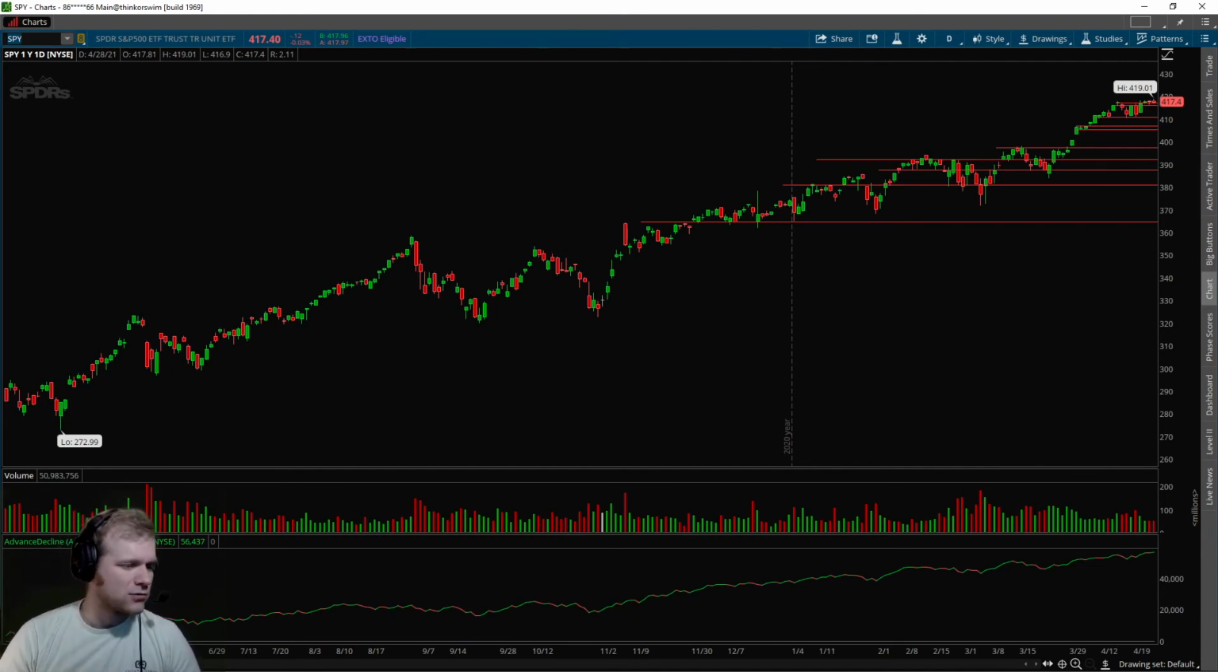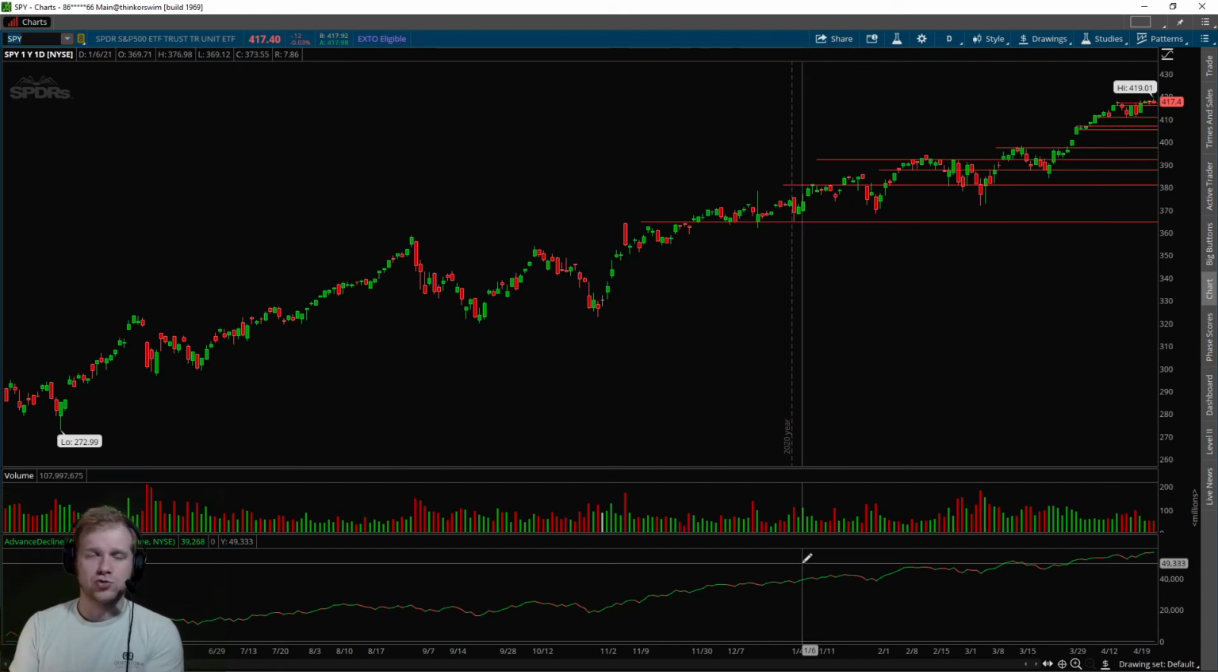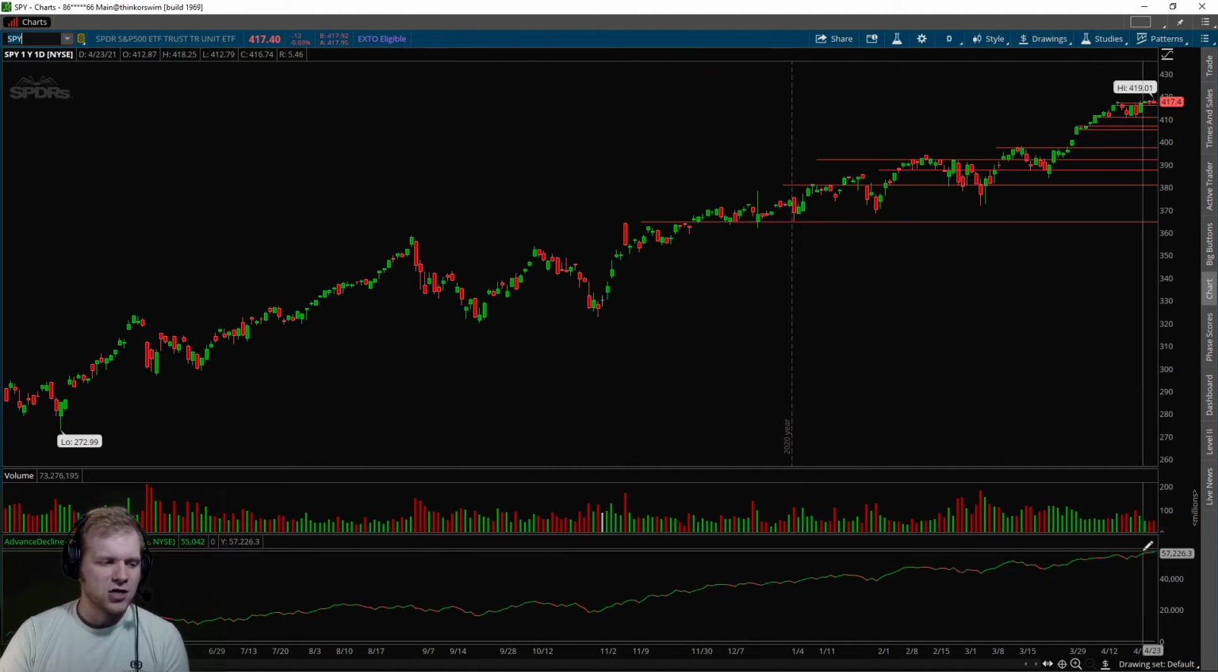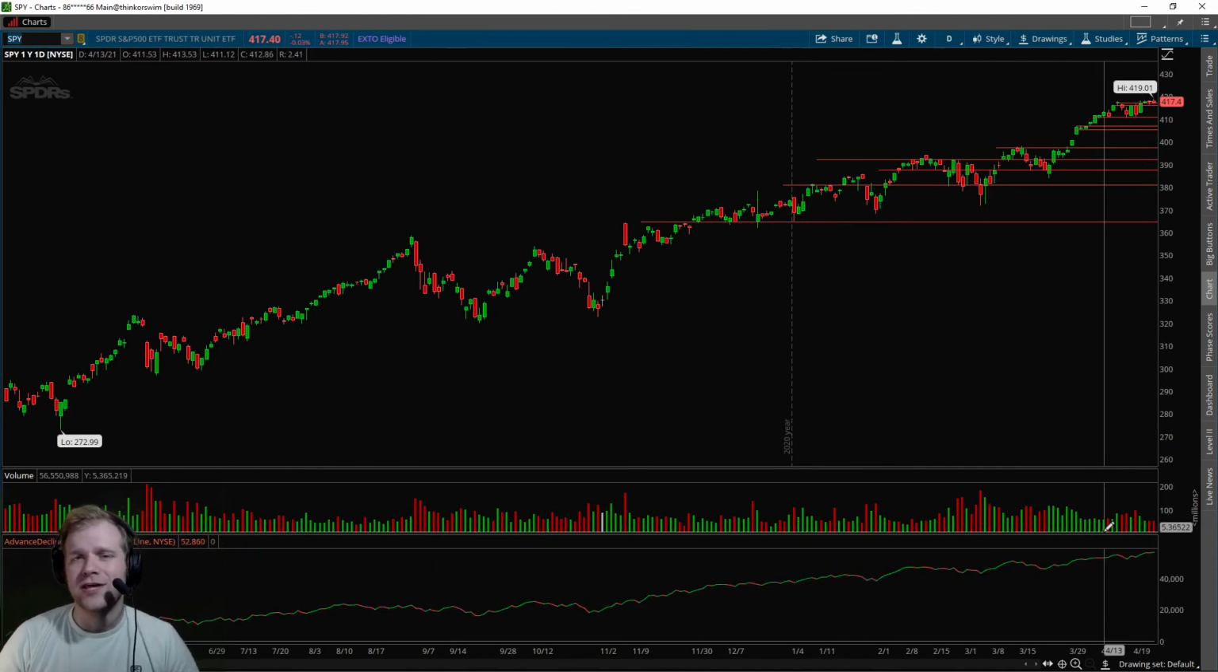But this is generally all it is. It's simply a cumulative addition of how many more advancers there are versus decliners, and so you can't just take the number itself. 57,000 doesn't mean anything in the grand scheme of things. What most traders will be looking at is the slope. They'll be looking at divergences between price action and the advanced decline line, and it's just their overall gauge of what really is the market sentiment.